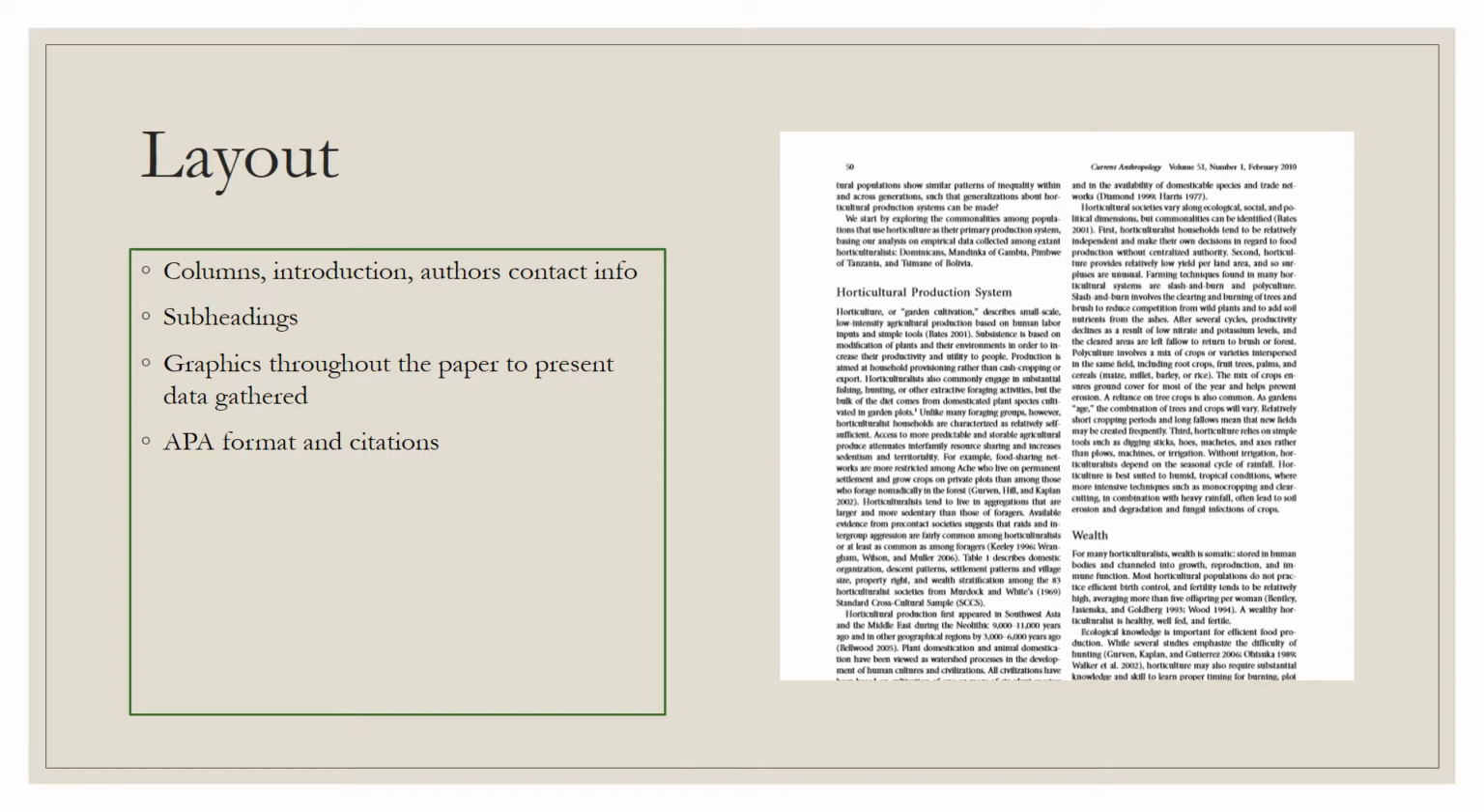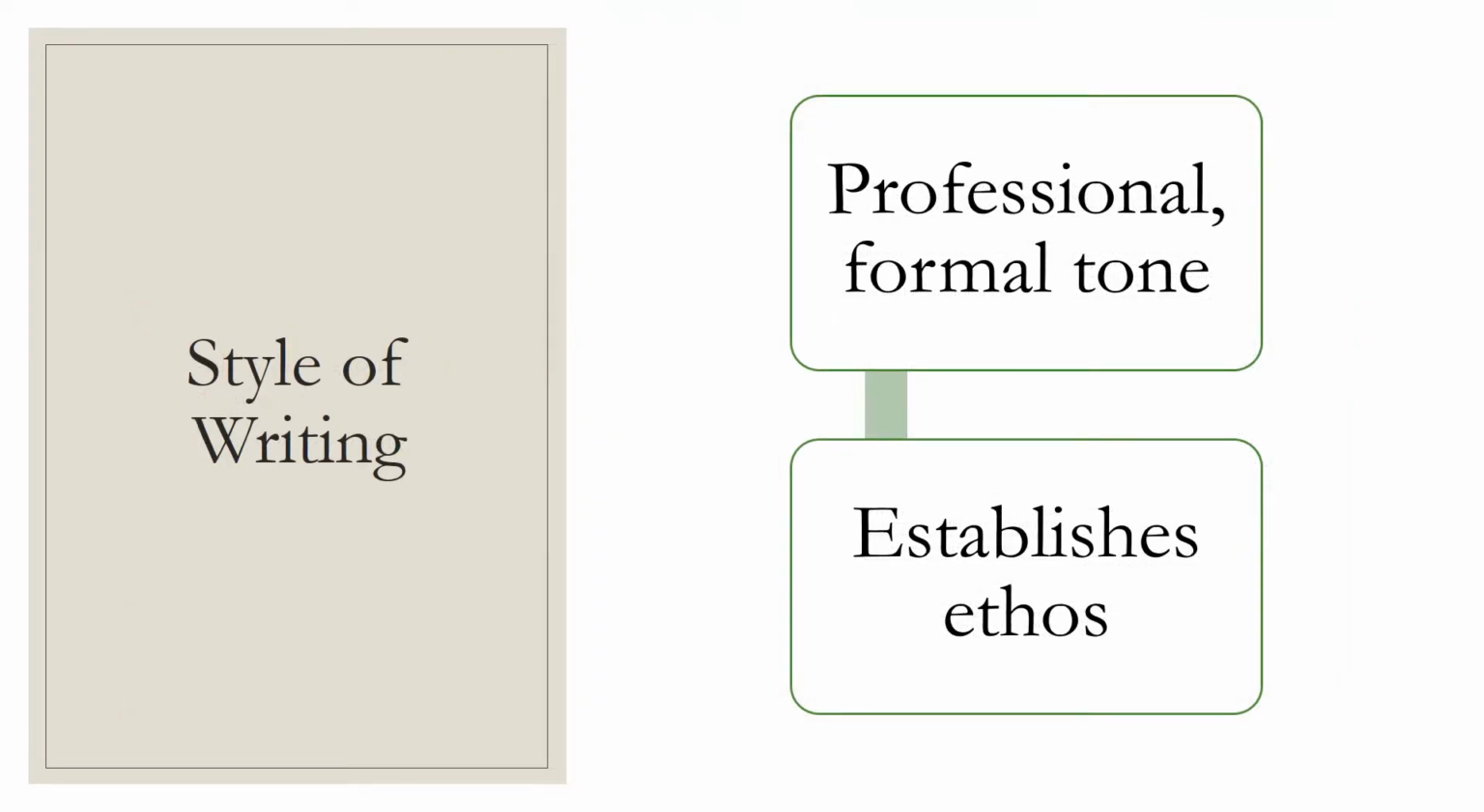There's also subheadings throughout the body of the paper to keep things organized and on topic. There are also graphics used throughout the paper to present data that was gathered by the researcher, and I will explain that more in a little bit. APA format is used to cite sources in text, and this establishes authority and looks professional and is well respected within all academic disciplines. The style of writing in anthropology is very formal and professional, and writing in this style establishes ethos and gives the author more credibility.